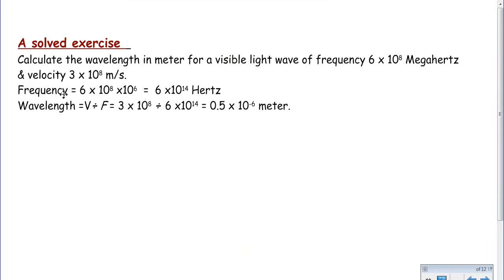Solve this problem. Calculate the wavelength in meters for a visible light wave of frequency 6 by 10 power 8 megahertz, not hertz. So we will convert this unit from megahertz to hertz first. The second given is the speed of light, 3 by 10 power 8 meters per second. Frequency equals 6 by 10 power 8 by 10 power 6 to change from megahertz to hertz, so the frequency in hertz is 6 by 10 power 14. From the law of wave propagation, wavelength equals velocity divided by frequency, equals 3 by 10 power 8 divided by 6 by 10 power 14, equals half by 10 power negative 6 meter.